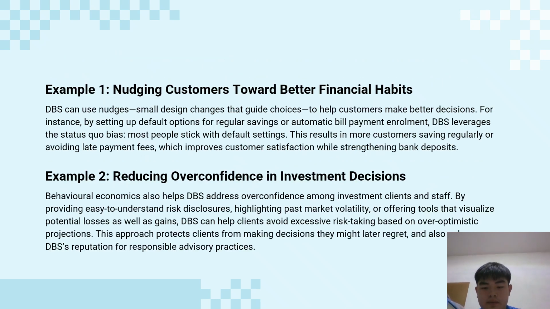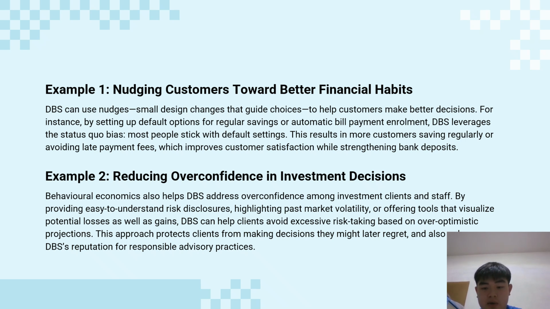For example one, small design nudges like default settings for savings accounts and automatic bill payments leverage behavioral biases, increasing regular savings and reducing late fees. This improves financial health and strengthens DBS's deposit base and customer relationships.